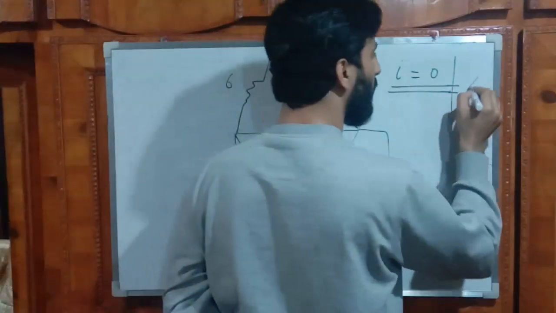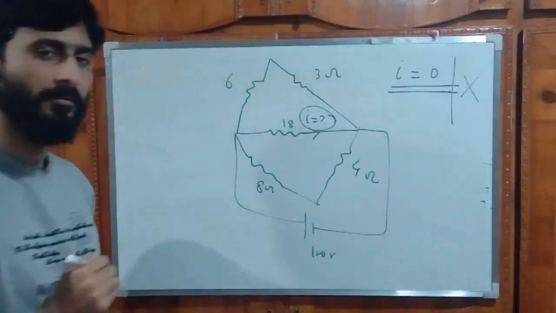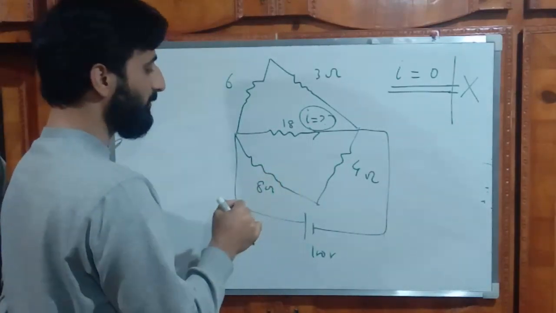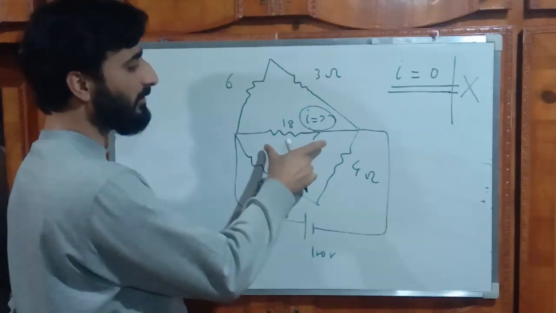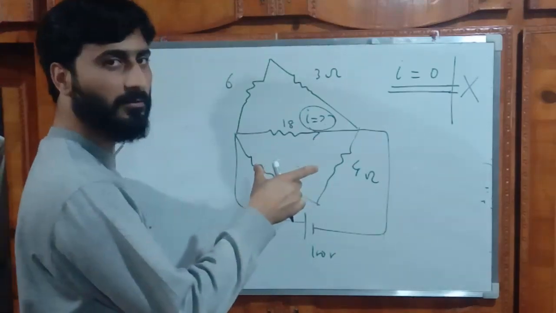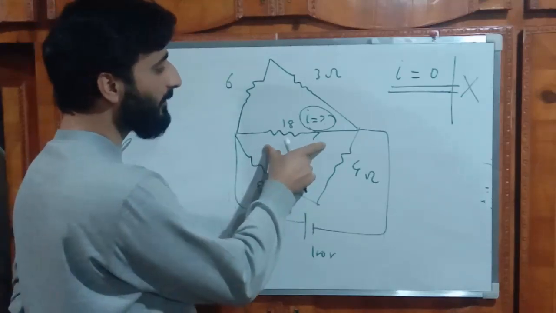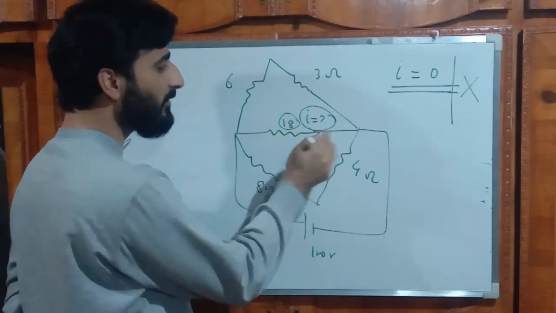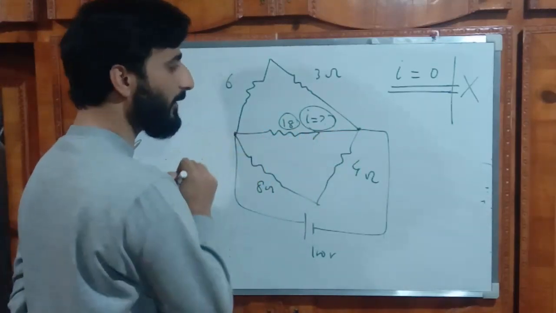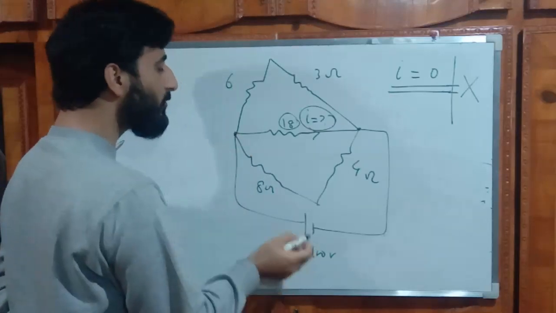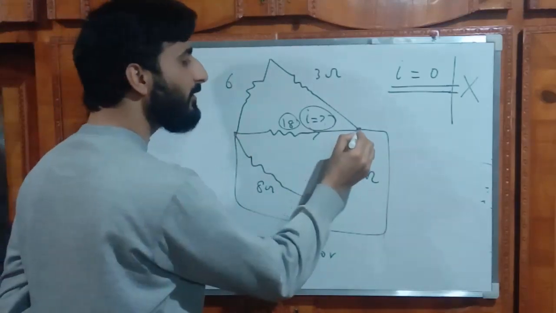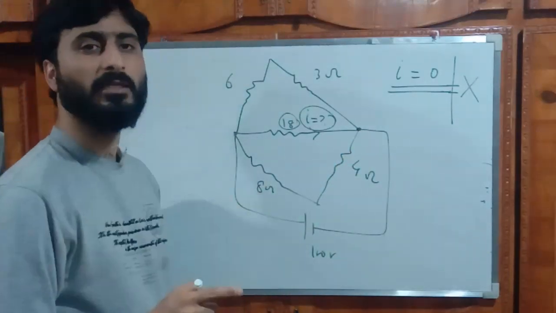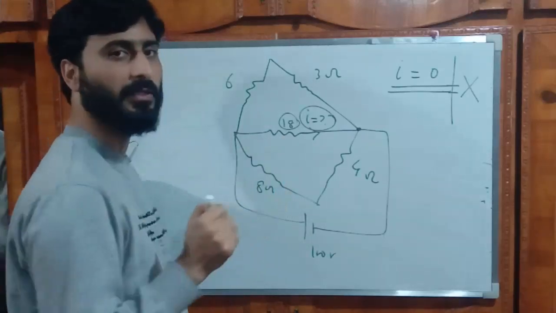But again, this is the wrong answer. Why? We have to recognize a Wheatstone bridge. Here, the bridging resistor, that is 18 ohm right now, is between these two extreme points, and the battery is also connected between the same 2 points. So this is not actually a Wheatstone bridge configuration.